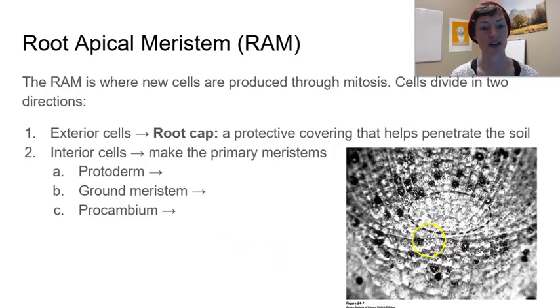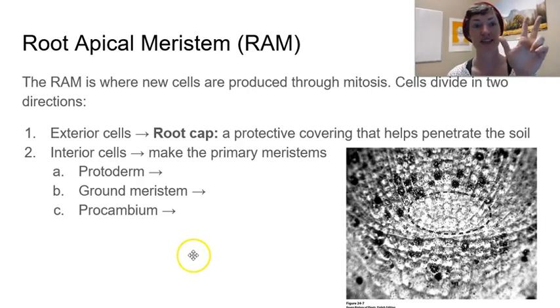So that's where the root apical meristem produces cells to the outside. To the inside, these are going to be the cells that produce all of the primary meristems. So we have our apical meristem, and that is going to make primary meristems and a root cap in the root. So these interior cells are going to differentiate into the protoderm, which is one of our primary meristems, the ground meristem, and the procambium. So those three meristems are primary meristems that will make primary tissues.